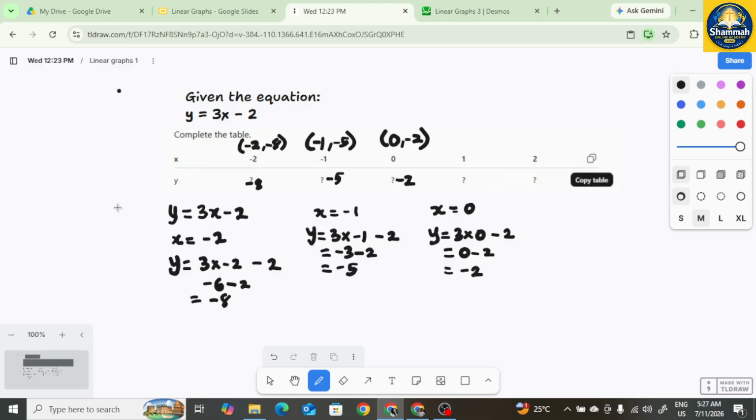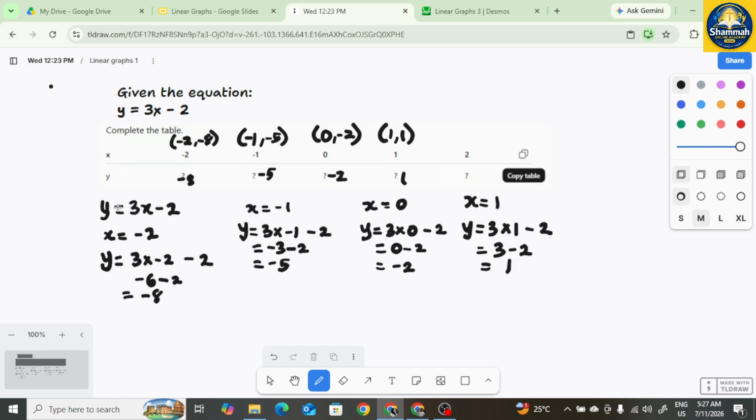Next, when x is equal to 1, what will y be? Substituting 1 for x in the equation, y becomes 3 times 1 minus 2. 3 times 1 is 3. Then we have 3 minus 2, which gives us 1. When x is equal to 1, y is also equal to 1. This pair becomes (1, 1).